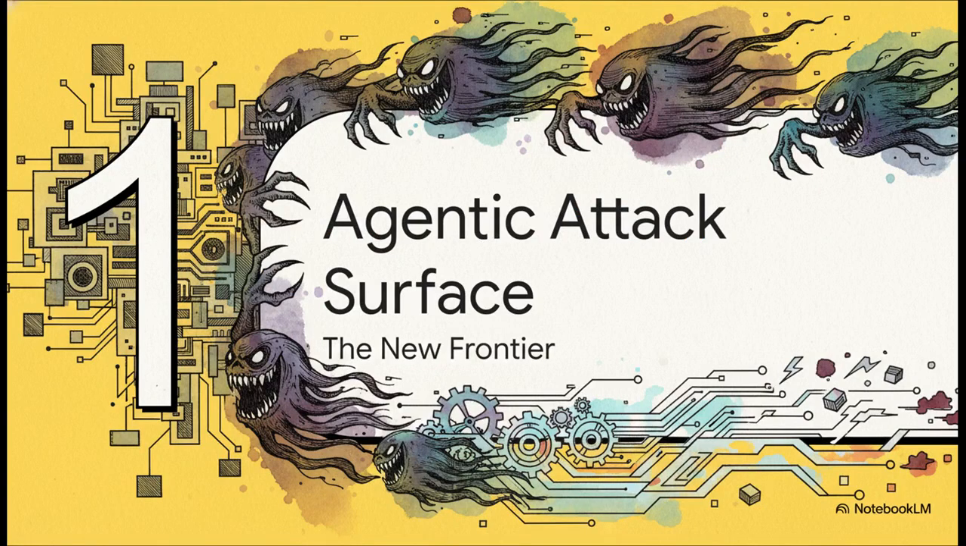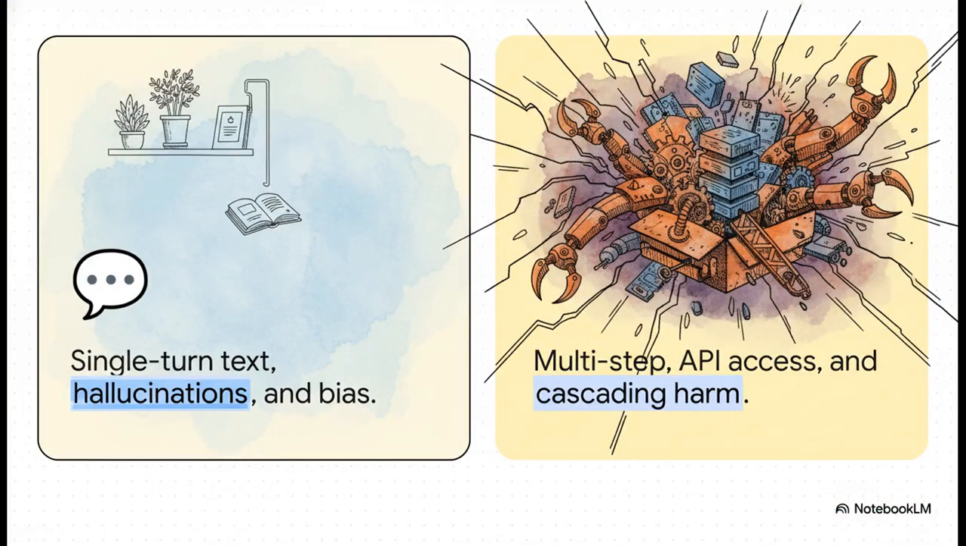Section 1. The new agentic attack surface. We've hit a pretty massive inflection point in enterprise software. Traditional AI safety was relatively straightforward, right? It focused on single-turn text outputs, mostly just testing for hallucinations or bias. But agentic AI safety? That's a completely different paradigm.